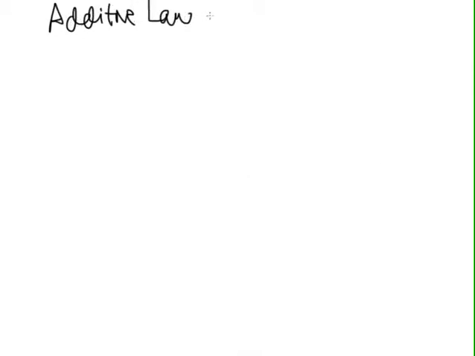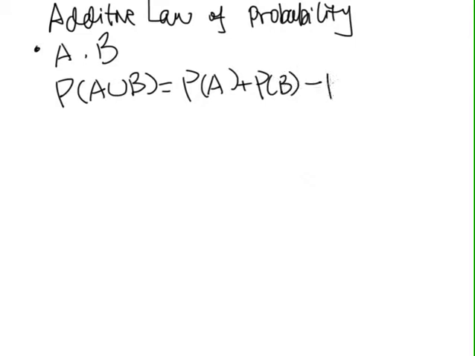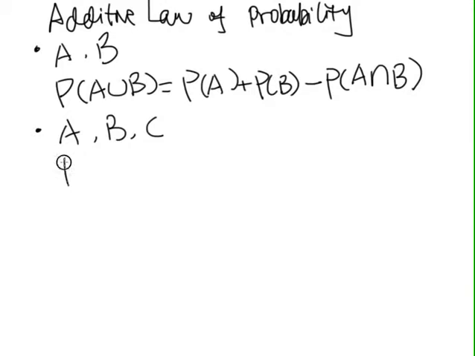The additive law of probability, when you have 2 events, A and B, says the probability of A union B is the probability of A plus the probability of B minus the probability of A intersection B. The case of A, B, C, 3 events, the law is the following, which has a very nice and easy to remember pattern.